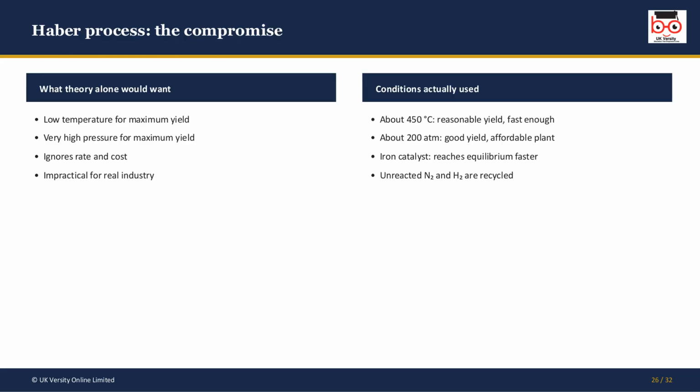Let's lay the compromise out plainly. What the theory alone would want is a low temperature and a very high pressure for maximum yield. But that completely ignores rate and cost and would be impractical for real industry. What's actually used is about 450 degrees Celsius, giving a reasonable yield fast enough to be useful, and about 200 atmospheres, giving a good yield with an affordable plant, plus an iron catalyst to reach equilibrium sooner. Any unreacted nitrogen and hydrogen are simply recycled.